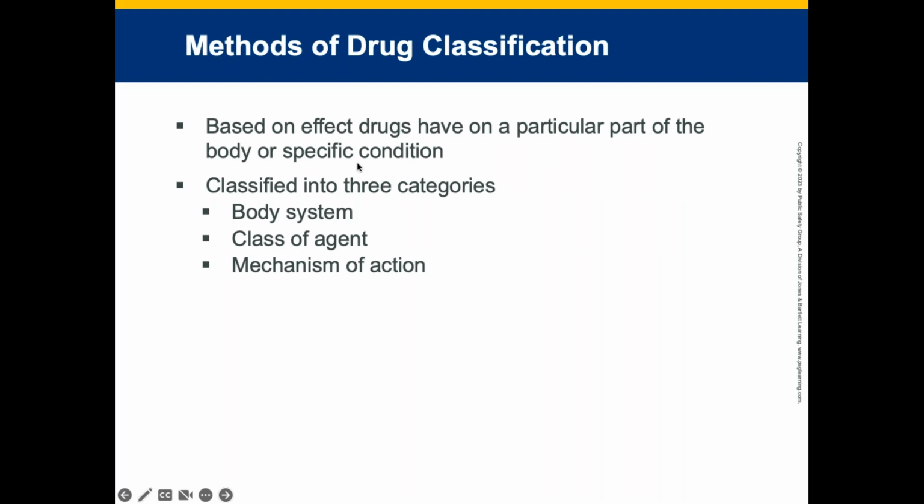Methods of drug classification are based on the effect drugs will have on a particular part of the body or a specific condition. Many fall into more than one category. They're classified into 3 different categories: body system, class of an agent, and mechanism of action. So when they look at the body system, which body system does it affect?